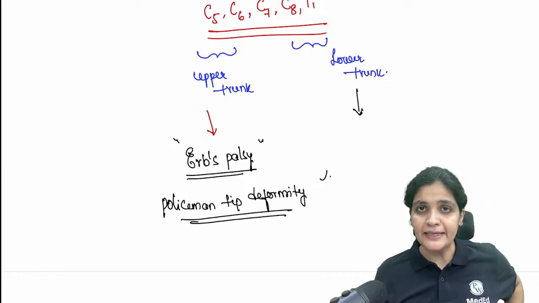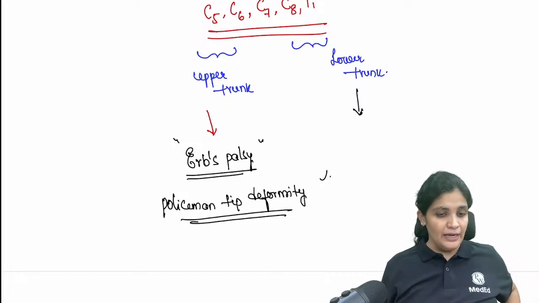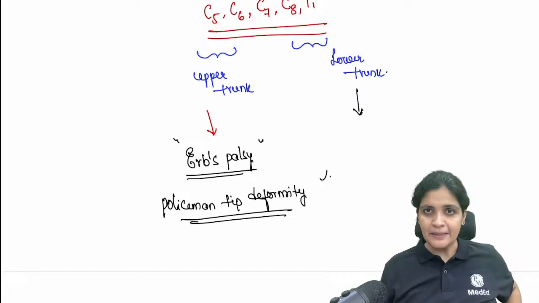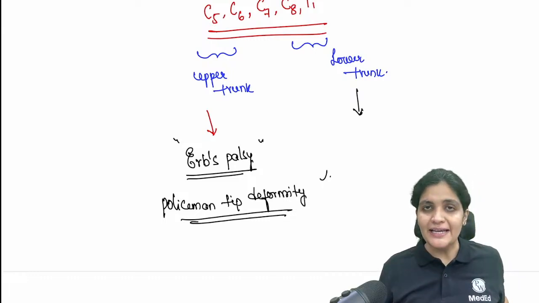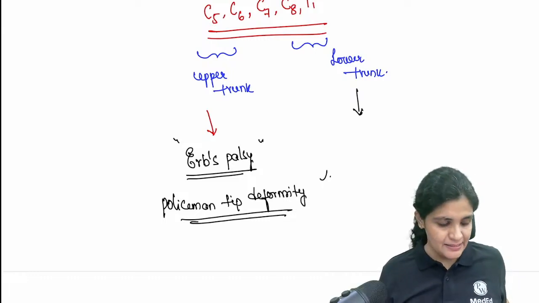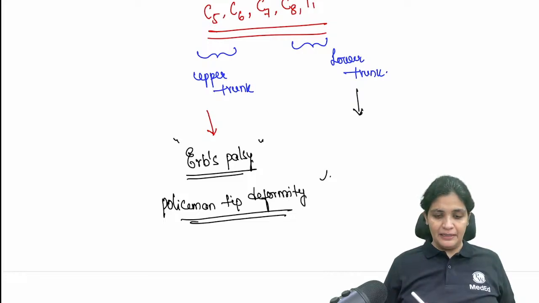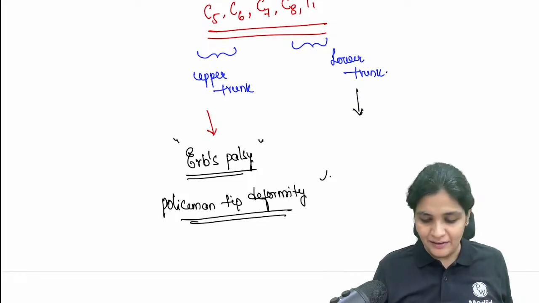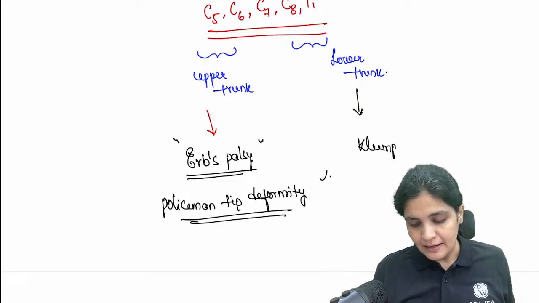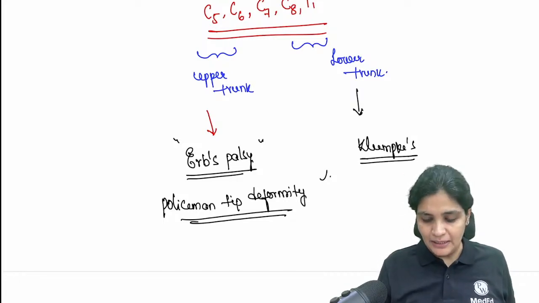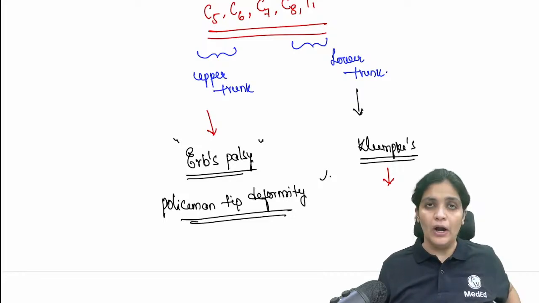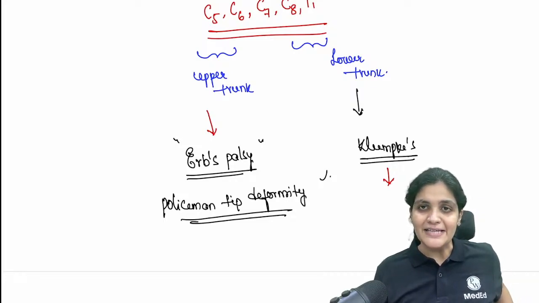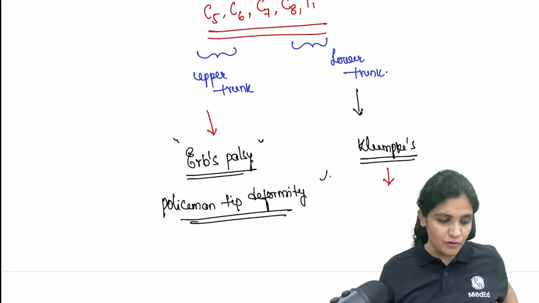What is the lower trunk injury called? Lower trunk injury, C8 and T1, will result in what paralysis? Erb's palsy is upper trunk. Lower trunk is? Very good, it is Klumpke's palsy. Klumpke's is lower trunk, right? So what deformity do you see in Klumpke's? Here it is policeman tip deformity. In Klumpke's it is what? Whenever there is damage to C8 and T1, what deformity do you see?